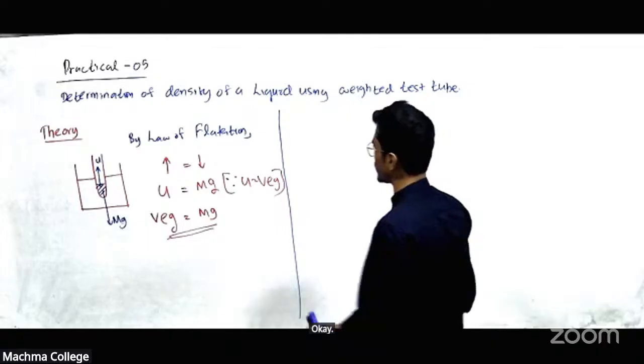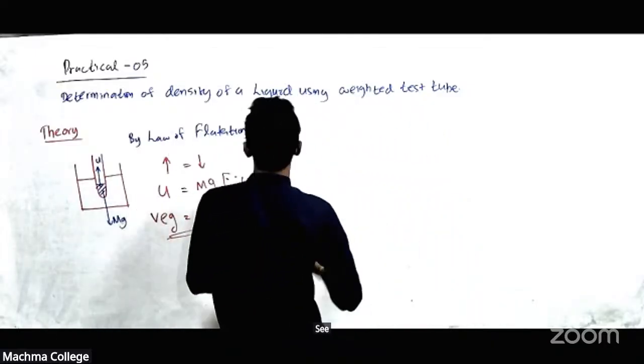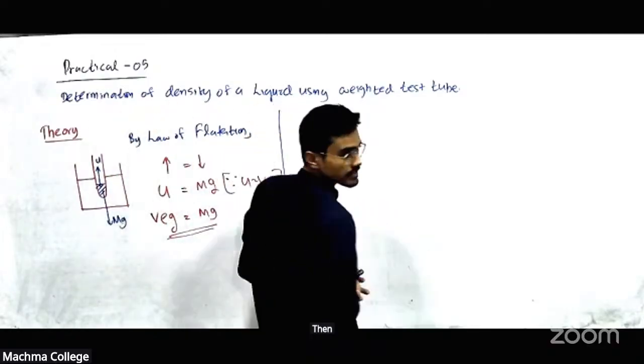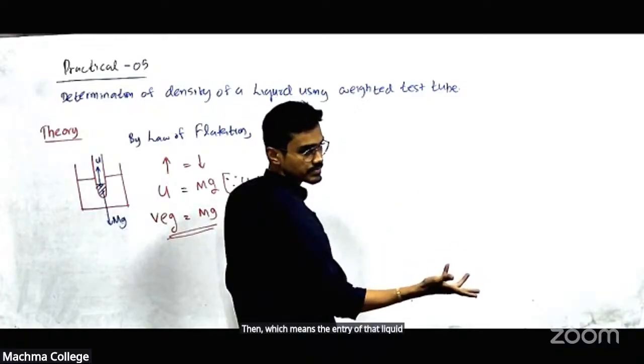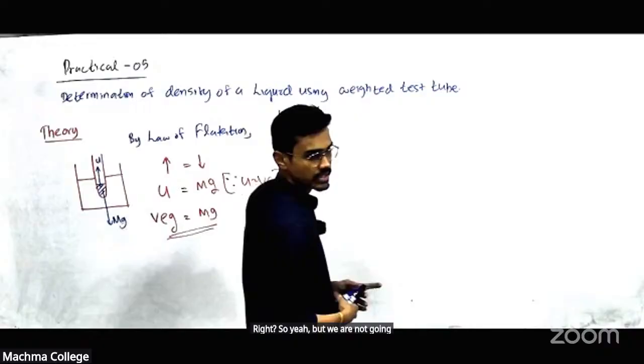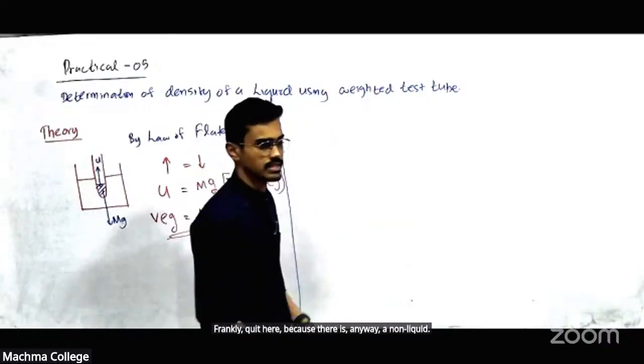Okay, look at here. Now, this is how the setup is going to be used. The final target here is determination of the density of a liquid. Which means the density of that liquid is unknown. That is why we are going to determine it. So we are not going to consider water as the liquid here, because that is anyway a known liquid. We don't consider water.